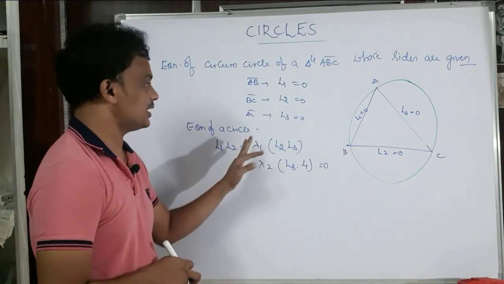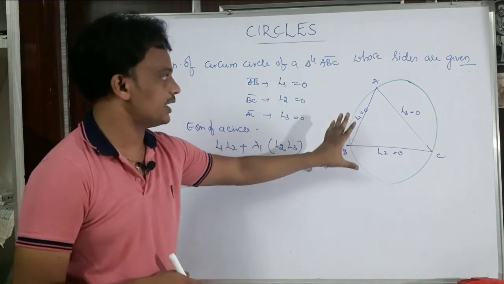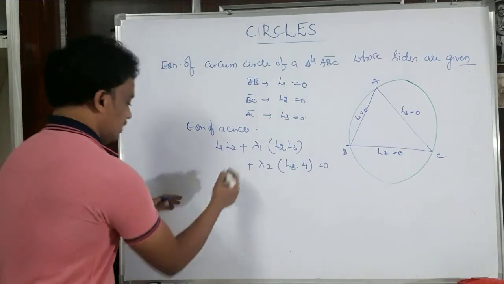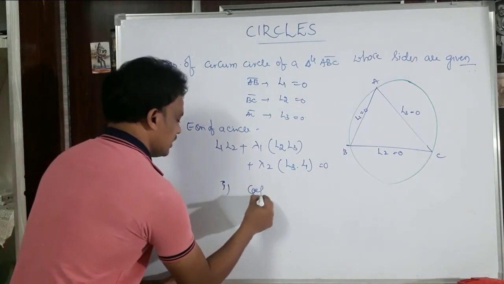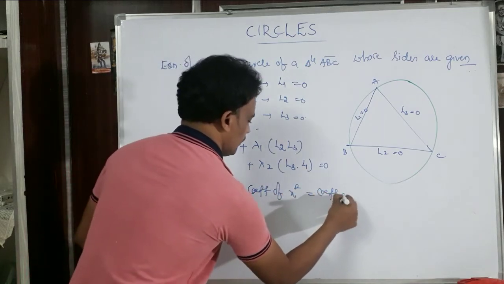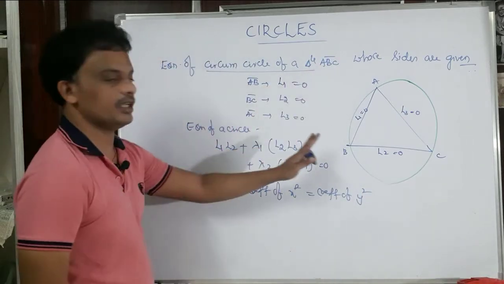Totally we get a second degree equation. Suppose this second degree equation represents a circle, then we use these conditions. In that case, the coefficient of x square equals the coefficient of y square. Why? Because it is a circle for the triangle ABC.